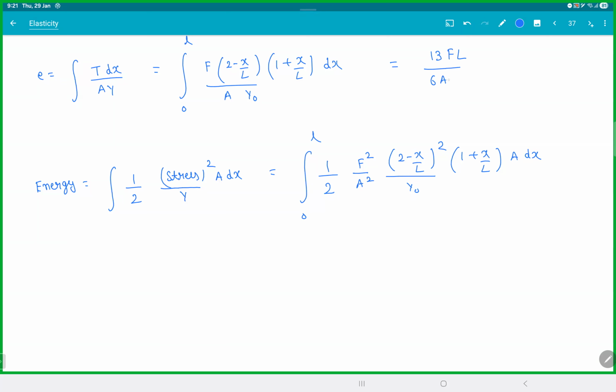13 FL by 6 AY. Energy part, it's fine. You can leave it. But I hope you got the process right. You find the tension, put in the formula, you'll get the answers. There is nothing more on this thing. Even though it looks like something complex, this is how you keep doing. Stress is nothing but tension by area, and then you're done. Any doubts on this?